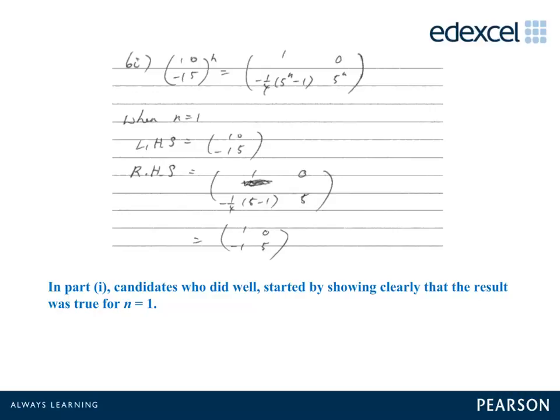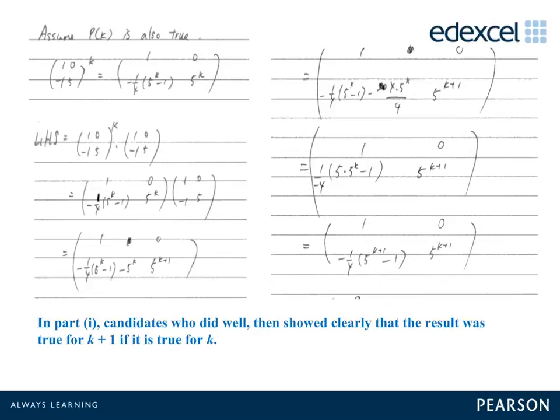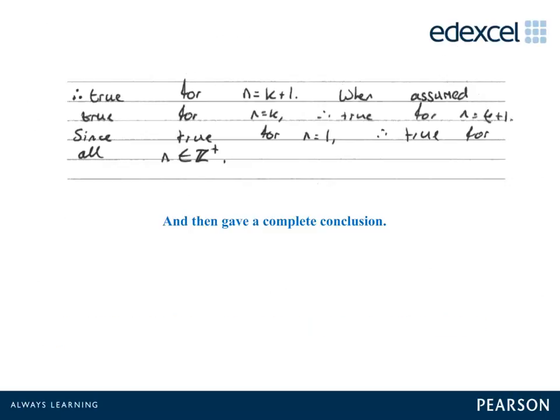In Part 1, candidates who did well started by showing clearly that the result was true for n equals 1. They then showed clearly that the result was true for k plus 1 if it is true for k, and then gave a complete conclusion.